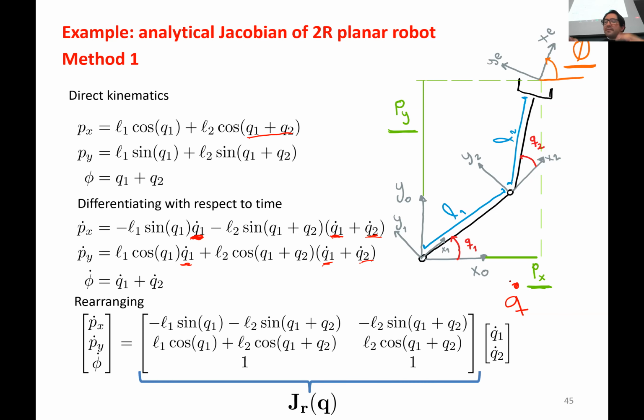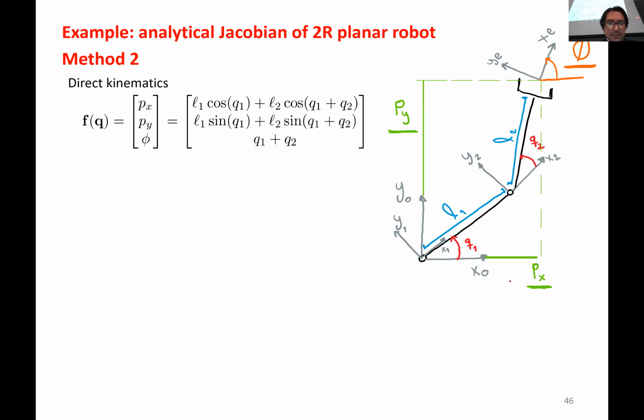Of course, you cannot do this for every robot, because you cannot always have a geometric intuition of the direct kinematics, and you cannot always get nice expressions that you can derive. Sometimes the derivative of the direct kinematics, or of a specific row, is not so straightforward. But this is a nice example.